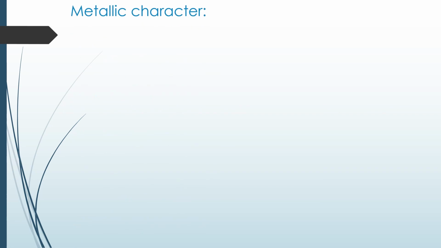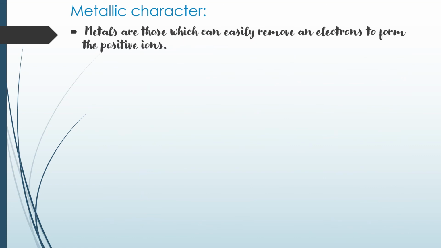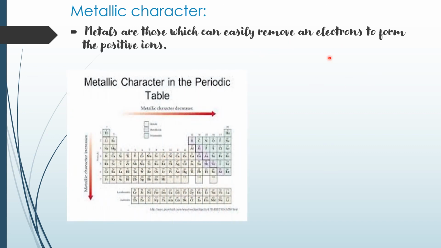The next property we are going to see is the metallic character. Metals are those which can easily remove an electron to form a positive ion. We know that metals lose electrons easily. The trend is, moving from left to right, the metallic character decreases. On moving from top to bottom, the metallic character increases.